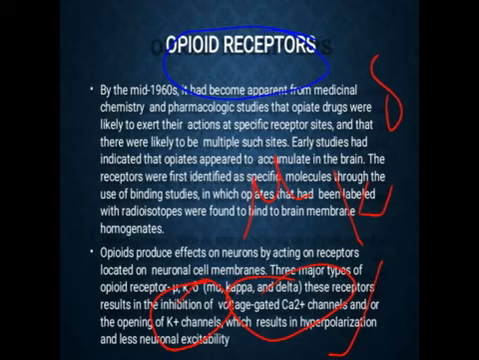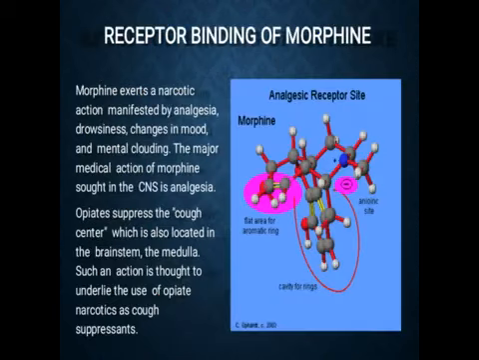They are responsible for the inhibition of calcium channel and opening of potassium channel. Due to that, potassium goes outside. So outside positive charge increases, inside negative charge increases. So a hyperpolarization state is formed, and this hyperpolarization results into the resting state, that is no transfer of nerve impulses from one cell to another cell. So in this way, the binding of morphine to the receptor takes place.